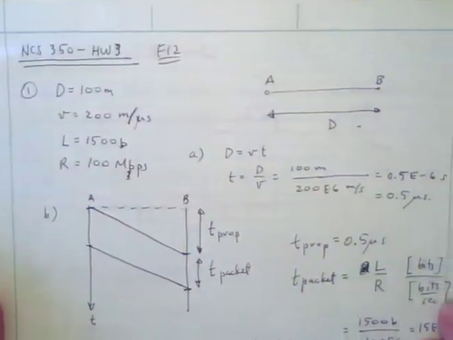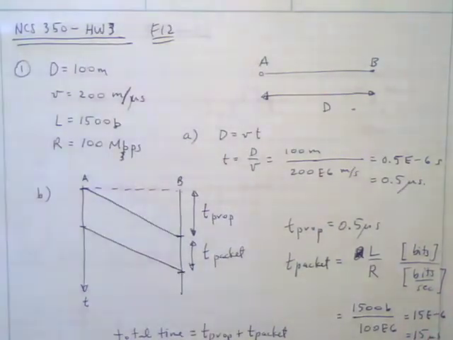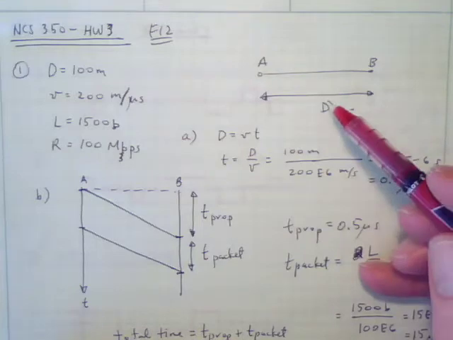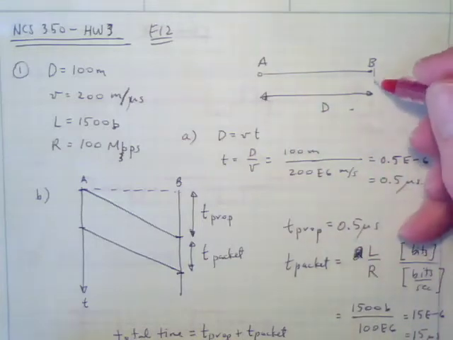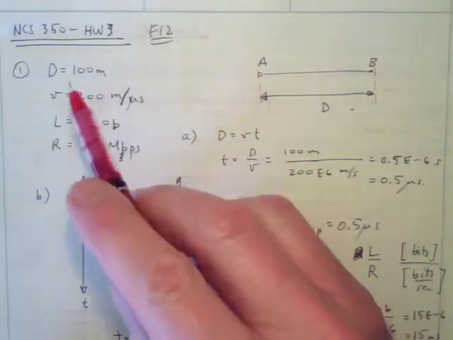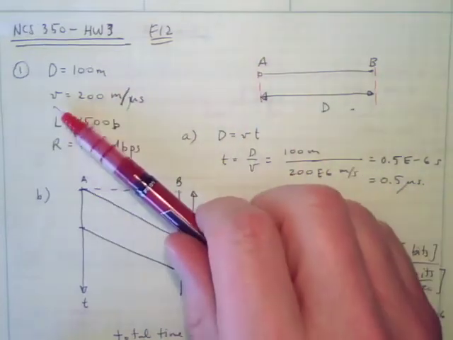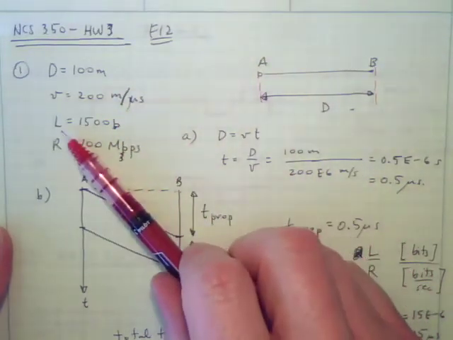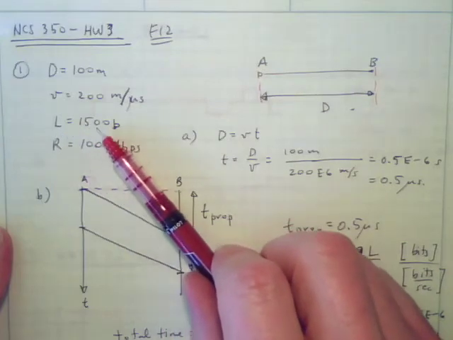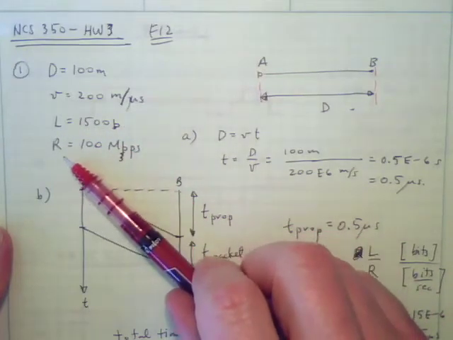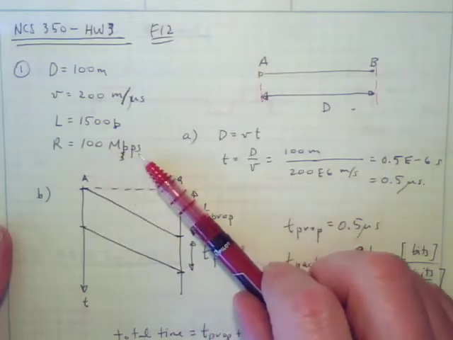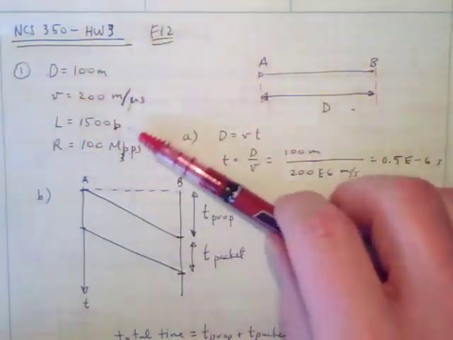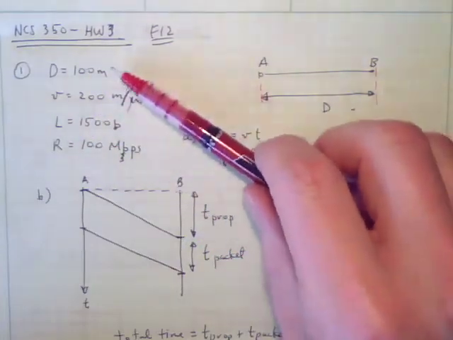Okay, so here's my solution for that. I show stations A and B separated by a distance D, where D is 100 meters. I have my velocity of propagation, which is 200 meters per microsecond. The length L of the frame is 1500 bits, and the data rate is 100 megabits per second. So I'm drawing a little picture, and I'm writing down all of the given quantities with units on them.